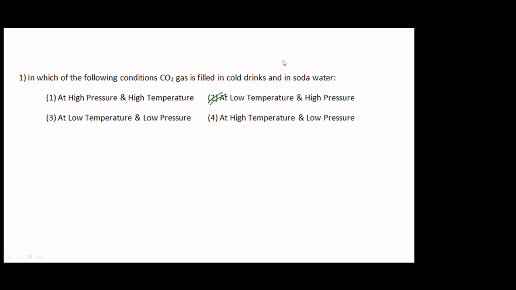Option 4, ma'am. At high temperature and low pressure. At high temperature and low pressure, its solubility is least. And hence it is not filled under those conditions, correct? Okay, it is not the correct option. At high temperature, solubility of the gas is lowest. That is the reason when you start boiling water, all the dissolved gases come out. Even before boiling, you will get bubbles of that, isn't it? And therefore, this is not the correct option. The correct option is option 2.